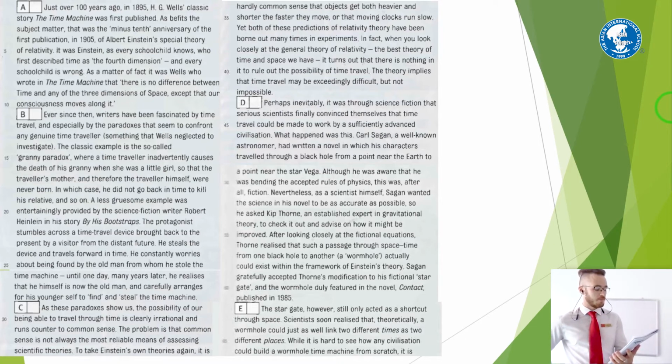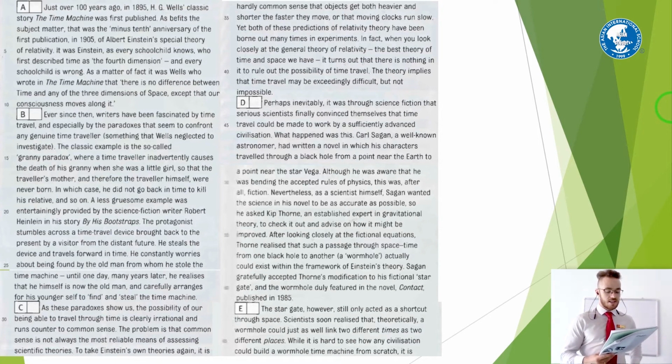So he asked Kip Thorne, an established expert in gravitational theory, to check it out and advise on how it might be improved. After looking closely at the fictional equations, Thorne realized that such a passage through space-time from one black hole to another, a wormhole, actually could exist within the framework of Einstein's theory. Sagan gratefully accepted Thorne's modification to his fictional Stargate, and the wormhole duly featured in the novel Contact, published in 1985.